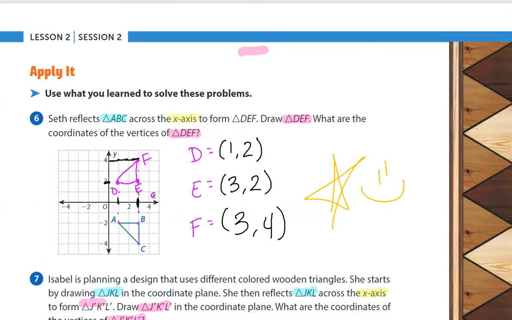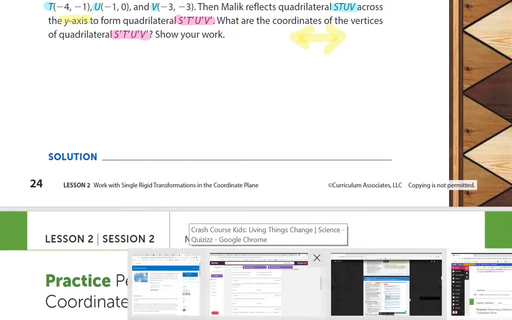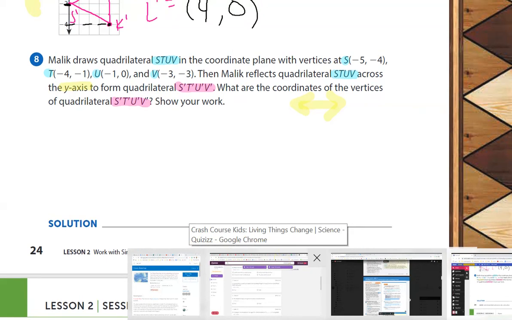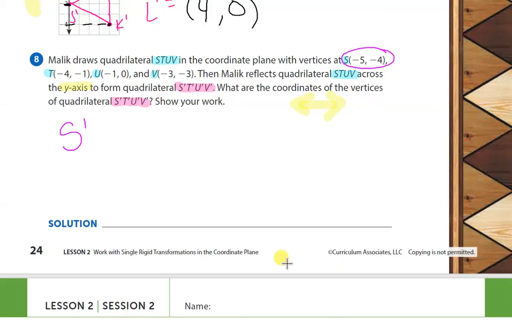Did I just move a highlight? That's going to bug me. There we go. Okay. So S prime, our x is the opposite. Our y stays the same. Look how we show our work by just putting the answers. We're so clever.